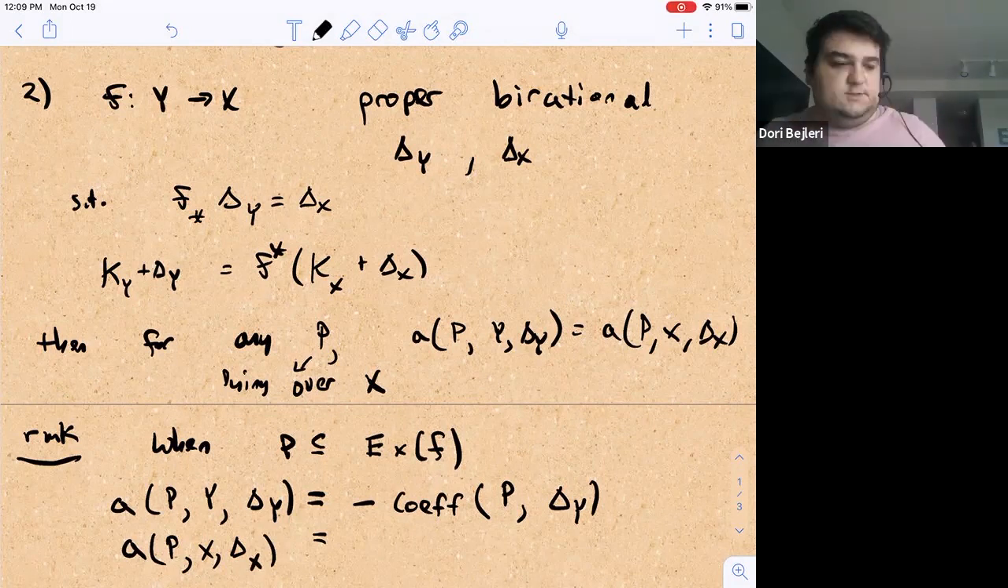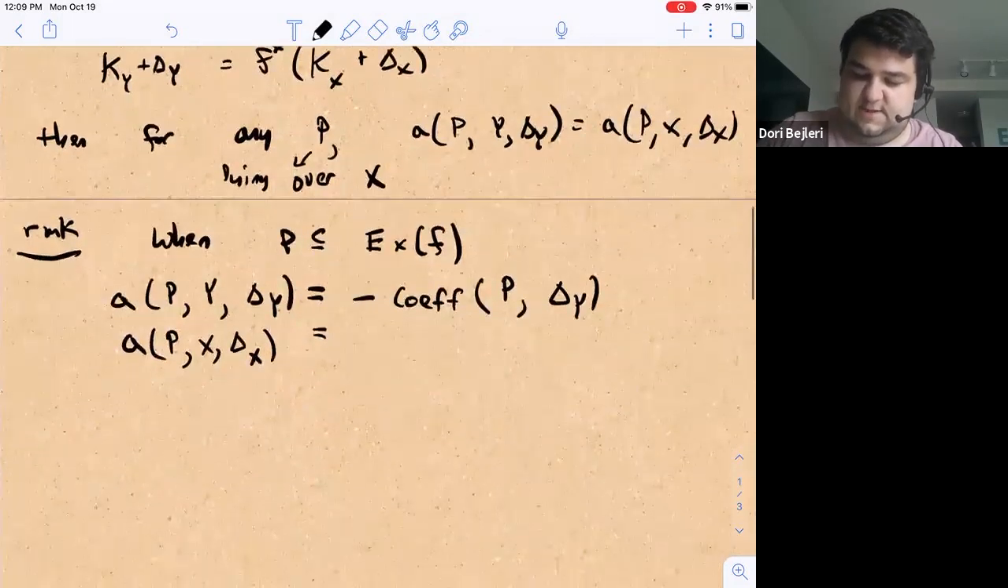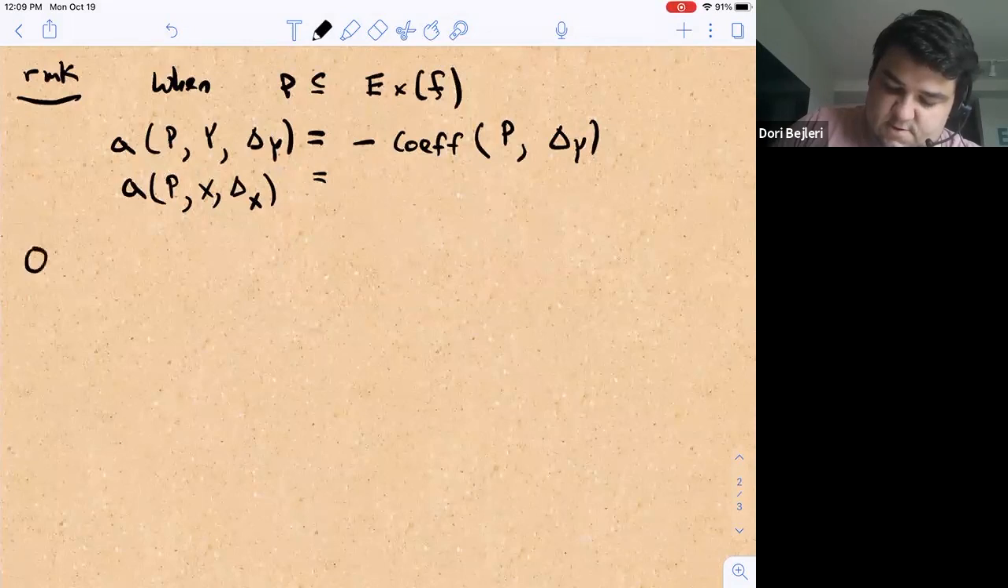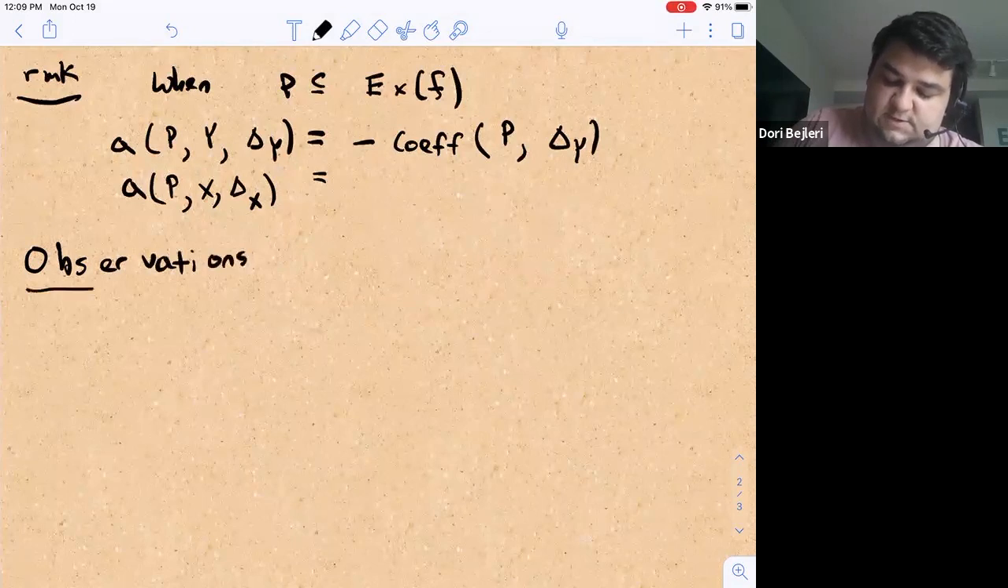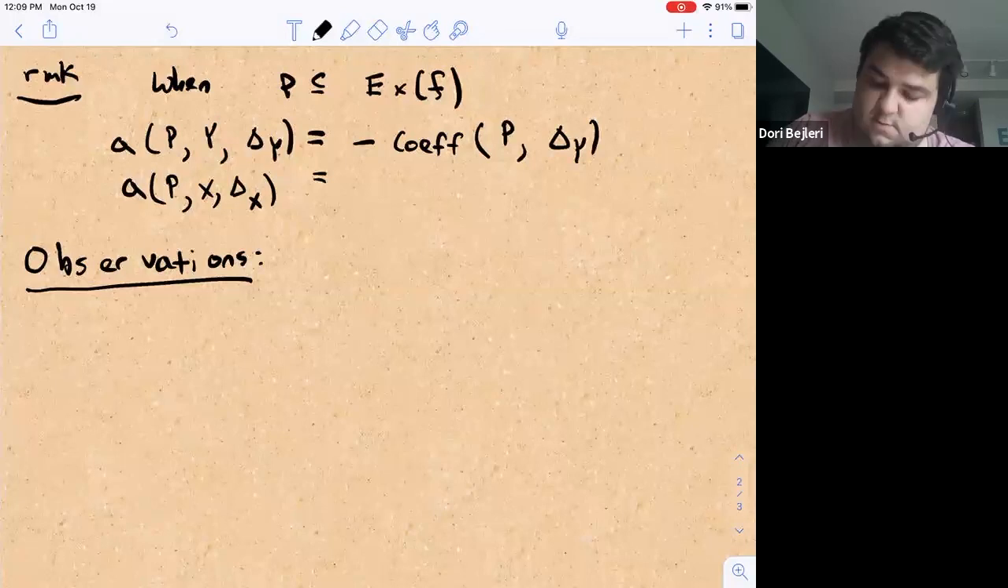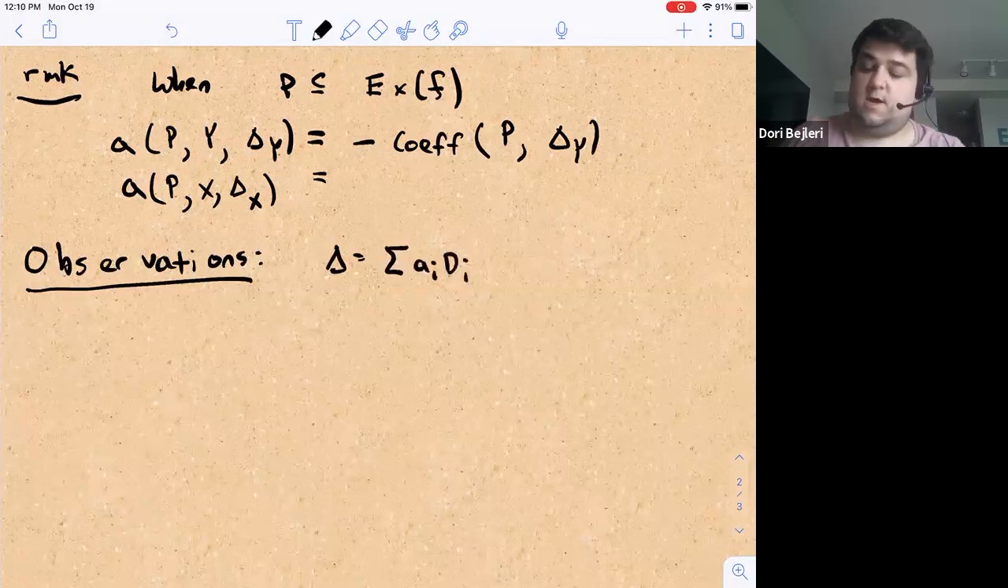Okay. So the first thing we're going to do with this, or maybe a lot of things we'll do with this, a bunch of observations or computations that are useful, just to get a feel of how discrepancies behave, and to lead to the correct definitions of singularities that we can work with. So just like before, we'll write Δ as the sum of a_i D_i, and assume that (X, Δ) is a log pair.